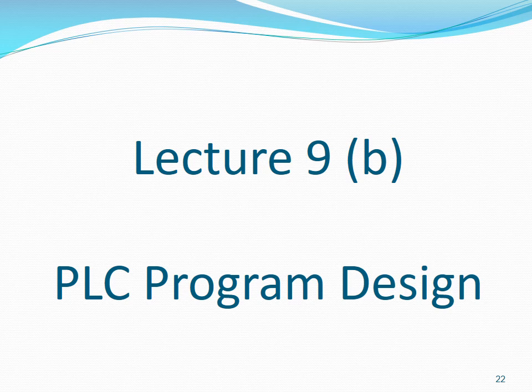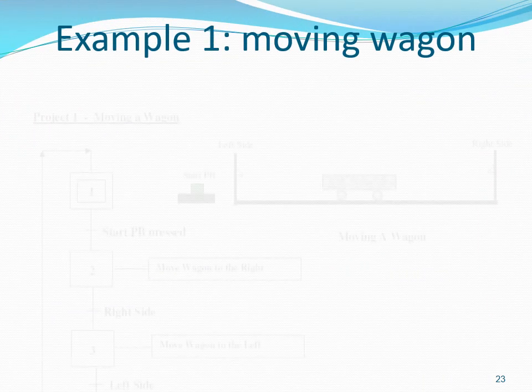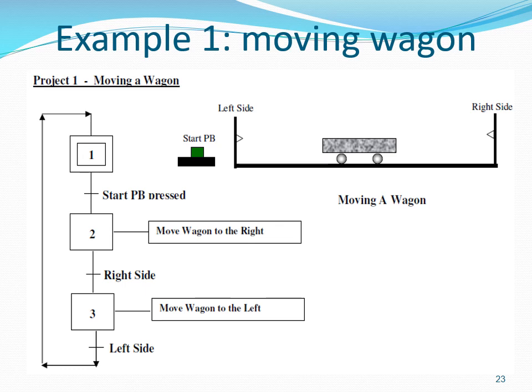Let's now have a look at a couple of examples to illustrate the process of designing PLC-based solutions. In the first example, we are looking at the design of a PLC solution that can be used in a system which, when a start push button is pressed, makes a wagon move to the right, and when the right hand side has been reached, makes the wagon move back to the left hand side. The slide shows the system.